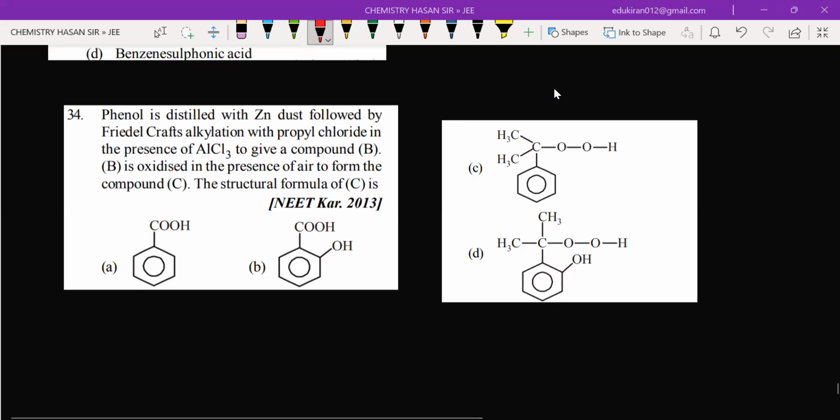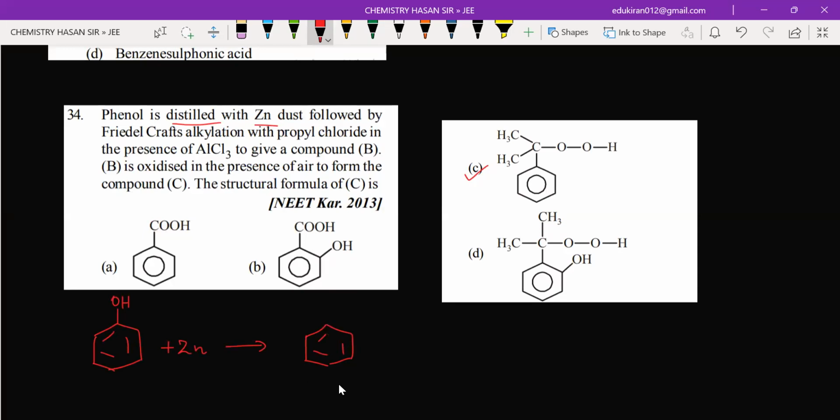Shahid, it's the wrong answer. The answer will be C. I'm going to explain. Very simple it is. Phenol is distilled with zinc dust. So what will happen, you know that when zinc reacts with phenol, it will reduce. OH is there. So when it reacts with zinc and heat, it will be like this. Reduction will take place. It converts into benzene.